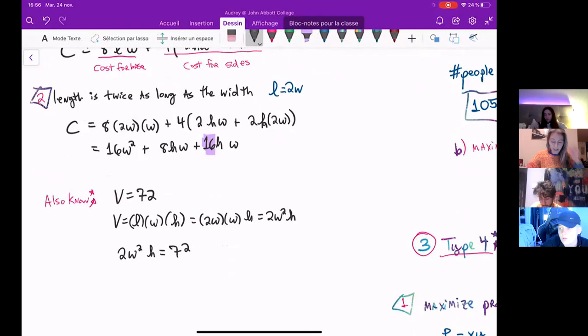So if I divide this on both sides by 2W squared, it makes most sense to solve for H in this equation because I have W squared and not just W. This gives me H is equal to 36 over W squared.